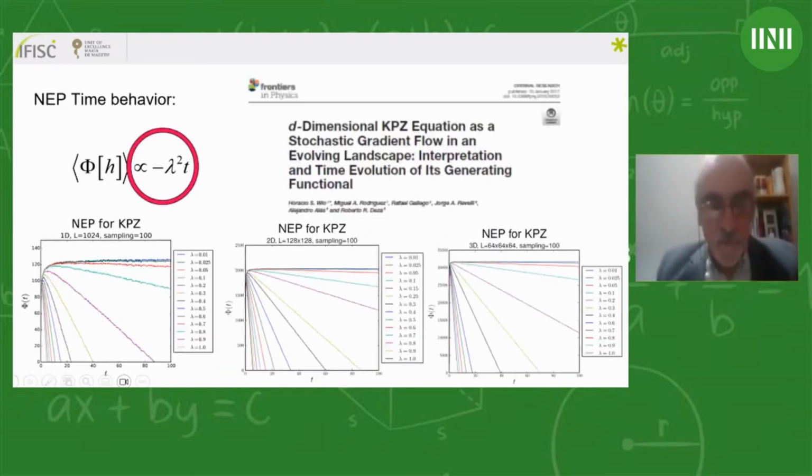About results. We have been analyzing the behavior of the non-equilibrium potential. What we have here is this example of 1, 2, and 3 dimensions. We see similar behavior. If lambda is almost 0, we have this kind of plateau. This corresponds to the Edwards-Wilkinson behavior. But as soon as lambda starts to become different from 0, we have a maximum and a slope that is linear. And this is the same in the 3 dimensions.